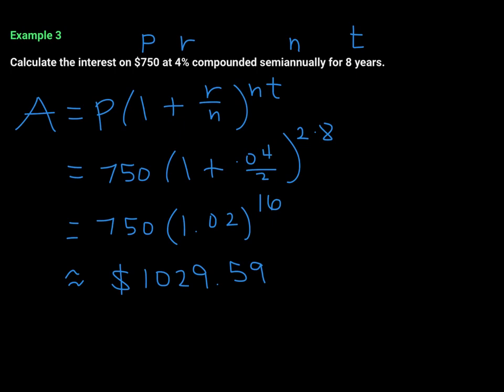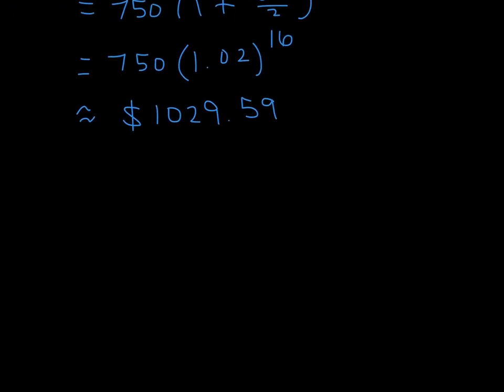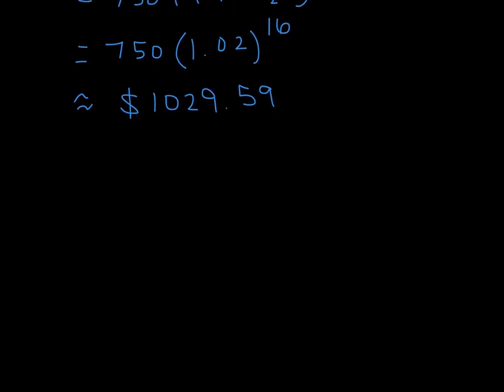Well, if the investment was $750, if that's what your principal amount was, and it grew to $1,029.59, that means to find the interest, all we have to do is take the amount that was earned in the account minus the principal, and that'll give us the amount of interest.